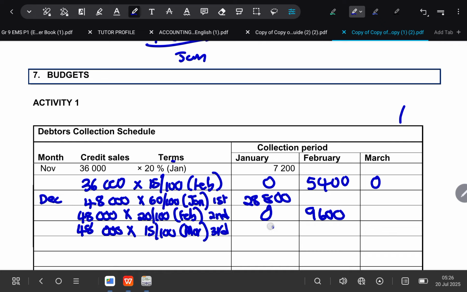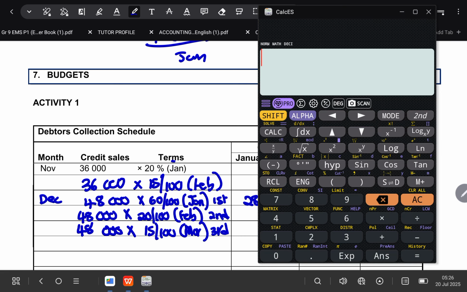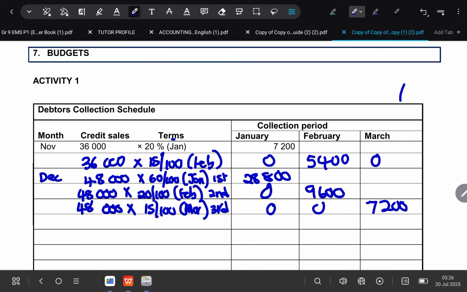Okay, so here nothing, and then in the month of March is going to be, let's say, 48,000. 48,000 multiplied by 0.15 is giving us 7.2. So it means that 7.2 will come to March here. Okay, very important for us to remember that.